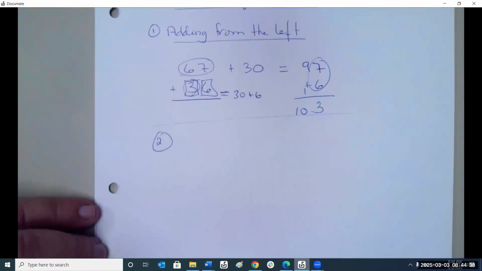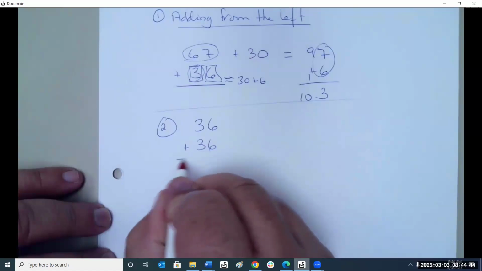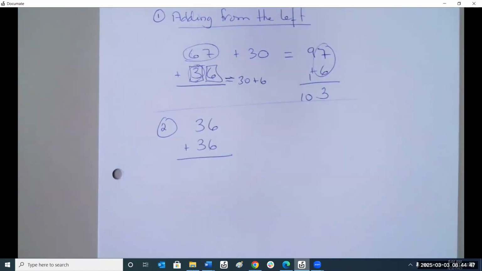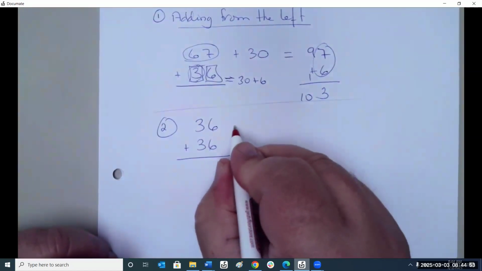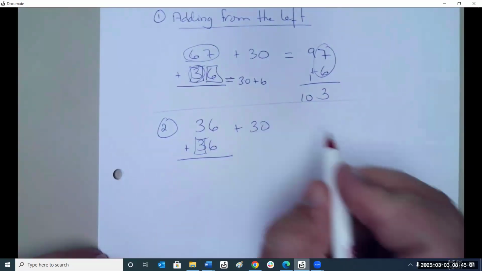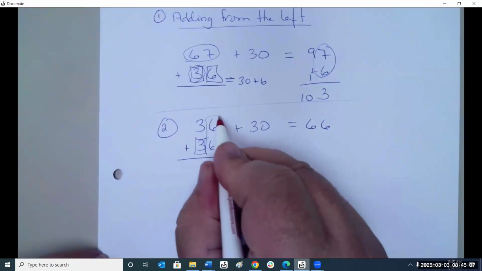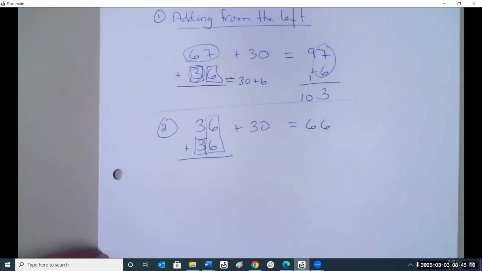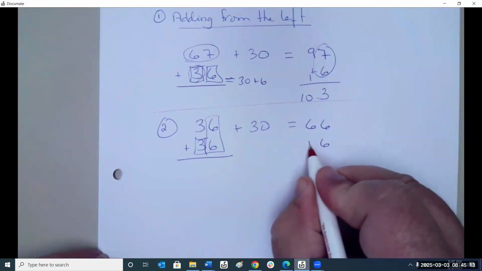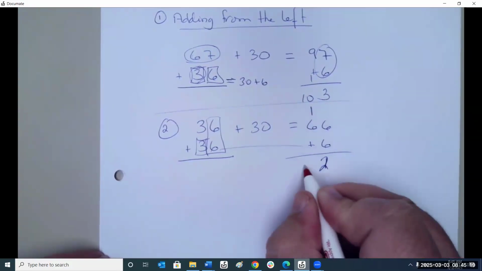Here's another example. 36 plus 36. So we add what to the top one? And add this number. So we add a 30, that is 66. Then what we're doing next is adding these two, really. Carry it over. 6 plus 6 is 12. Carry the 1, 7.